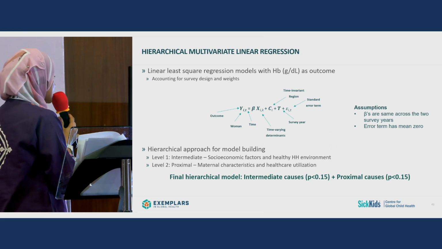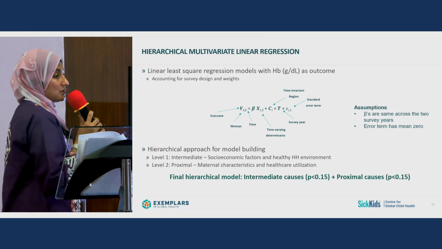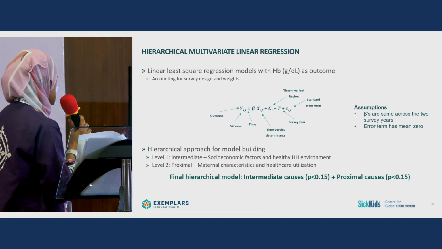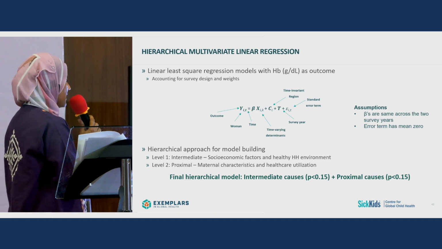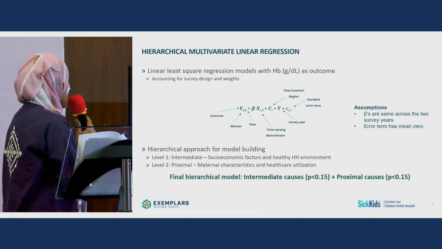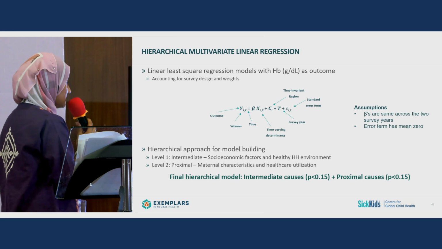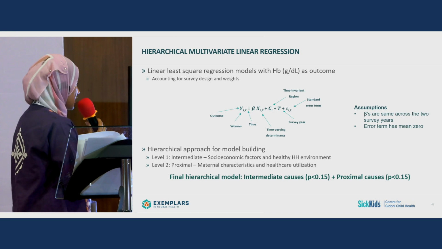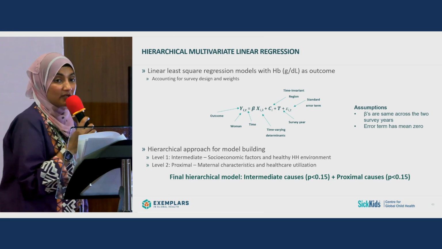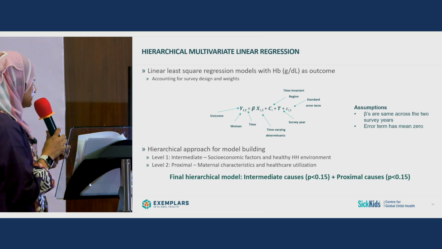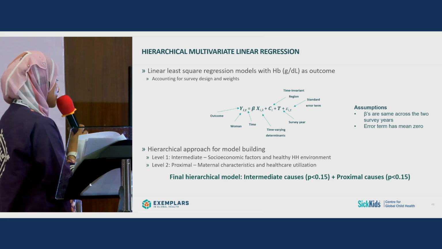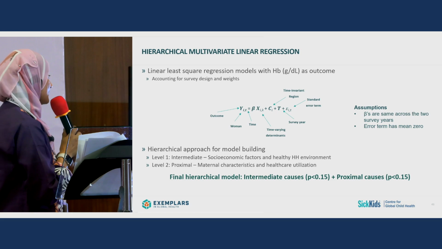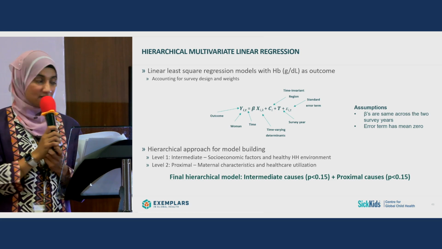So we conducted a linear least squares regression model with hemoglobin as a continuous outcome, accounting for survey design and weights as appropriate. We defined our outcome as hemoglobin for an individual woman at an individual time, with X being the time varying determinants. We also controlled for the time invariant region, as well as the survey year, and a standard error term was used with the assumption that the error term has mean 0, and we also assumed that the betas are the same across the 2 survey years.